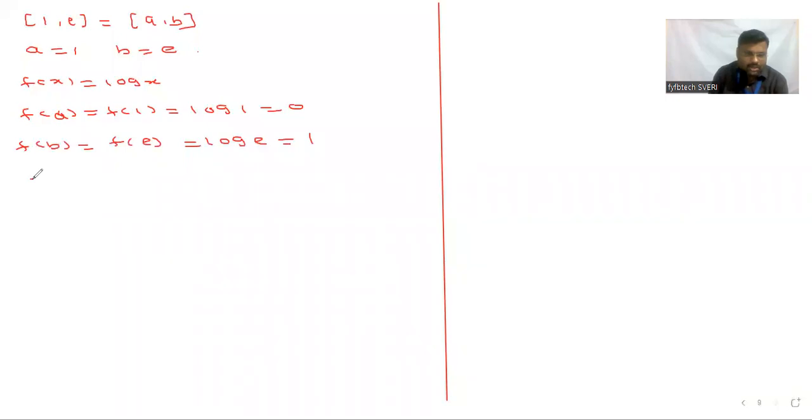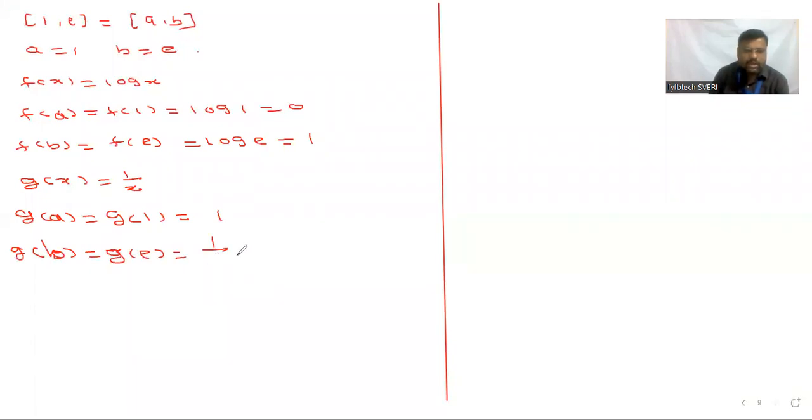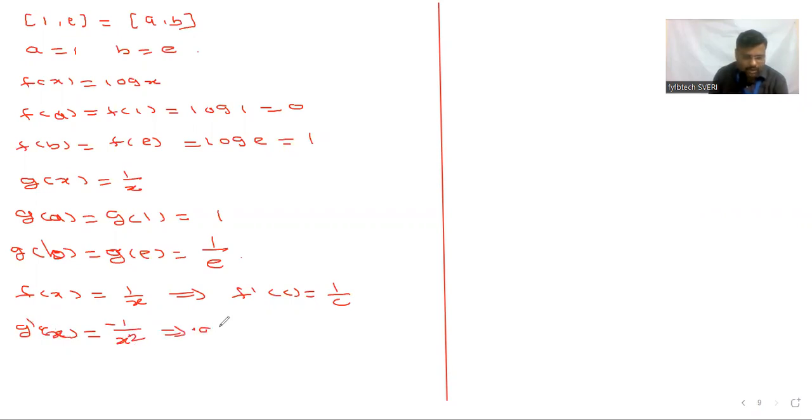g of x is 1 upon x. So g of a, g of 1, is equal to 1. g of b, g of e, is equal to 1 upon e. Then f dash of x is 1 upon x, so f dash of c is 1 upon c. g dash of x is minus 1 upon x square, so g dash of c is minus 1 upon c square.